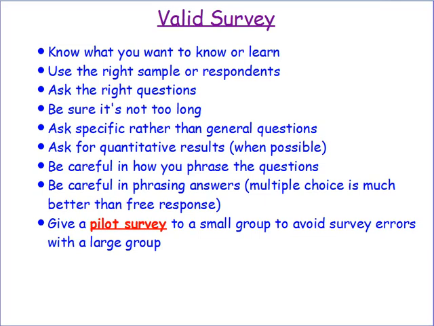The first lesson in chapter 12 was all about sampling. Today's lesson is talking about the types of bias that can exist when we are doing sampling and surveying. So let's talk about what goes into a good, valid survey.